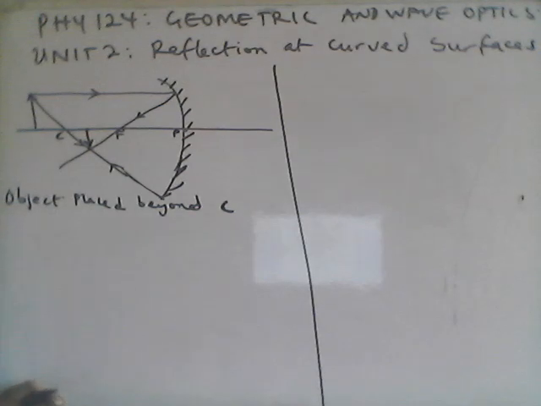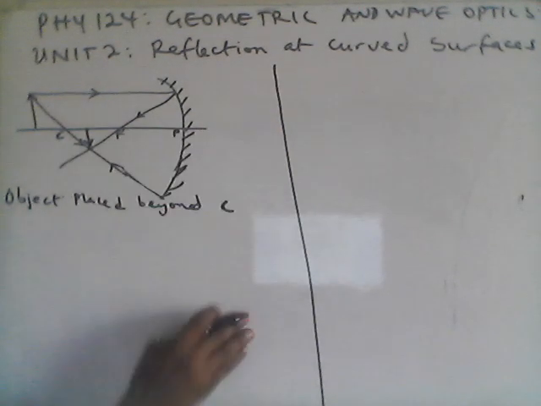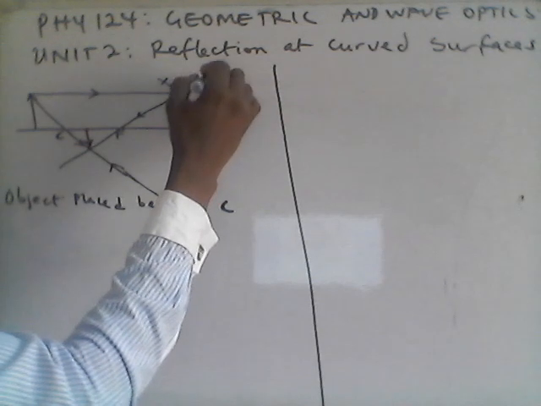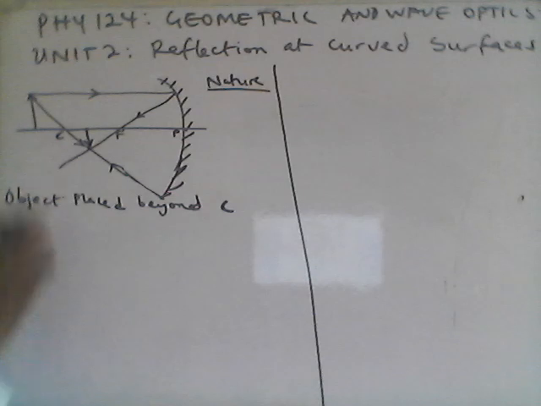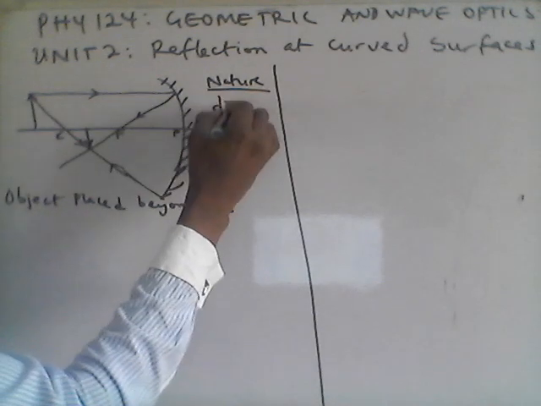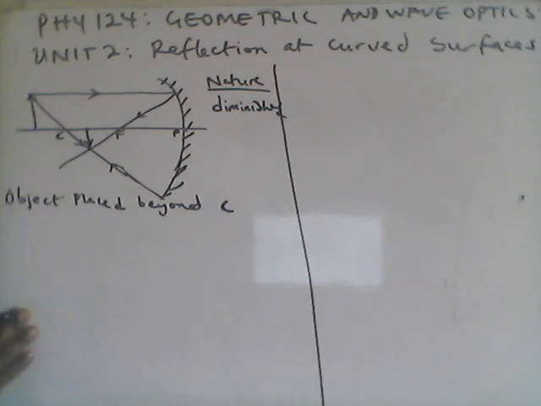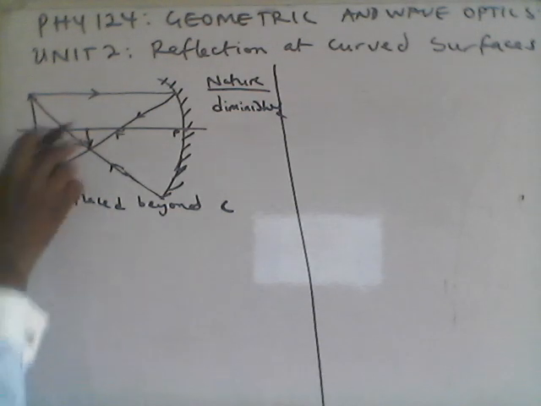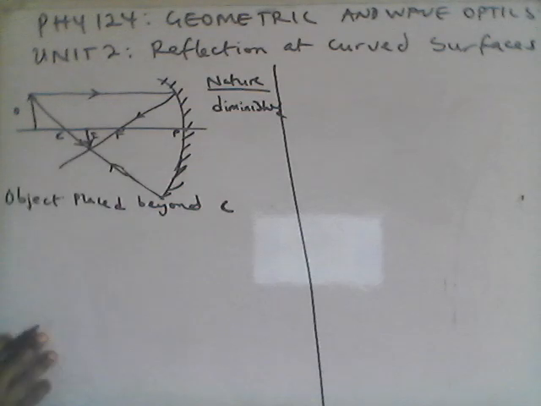So what is the nature of this image that is formed? I will put it here. I hope you can see. Nature of image formed. First of all, the image formed is diminished. What's diminished? It's smaller in size than the object. Object O, image I, smaller in size.